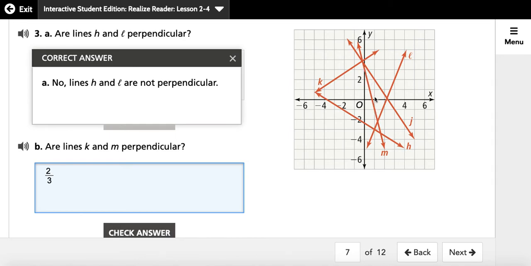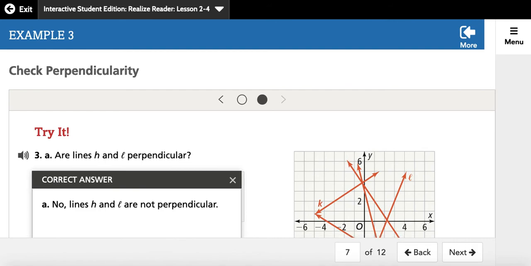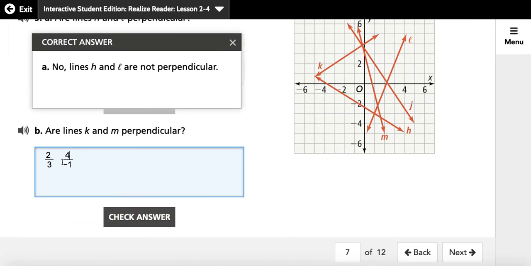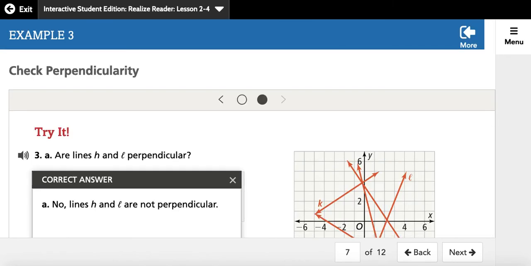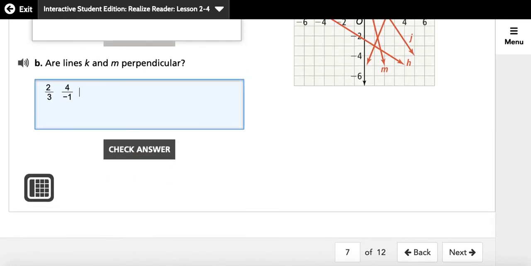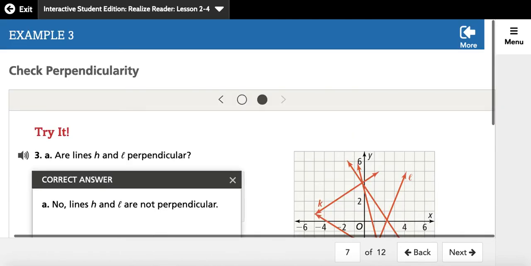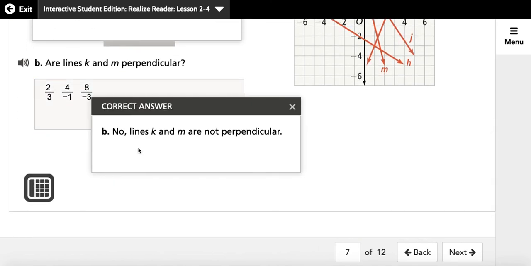So that is an up 1, 2, 3, 4. Double check that. From here going up 1, 2, 3, 4, and over 1. So that was an up 4 and to the left, so it's -1. So that's the two slopes I got. And when you multiply those together, I'm getting 8 over -3, which is also not -1, not even close. So this is also a no. Okay?